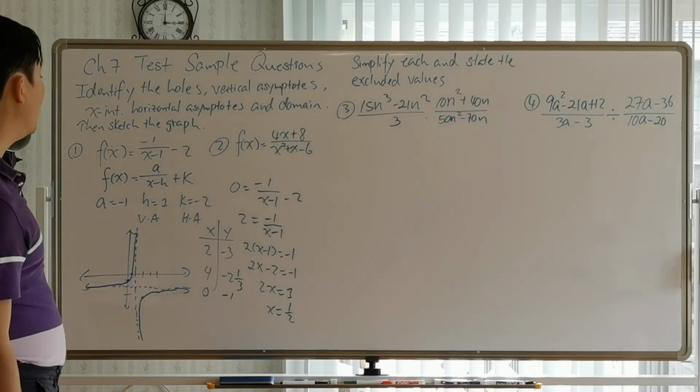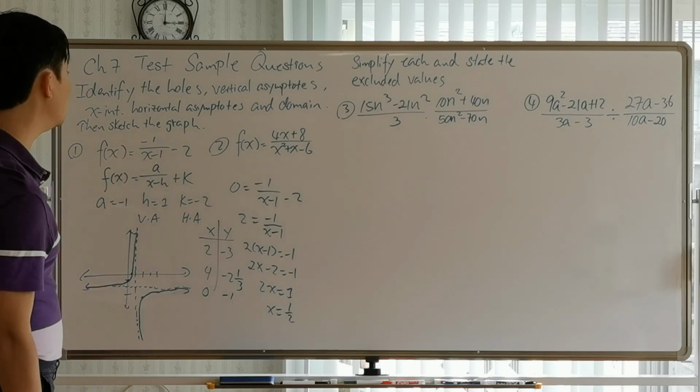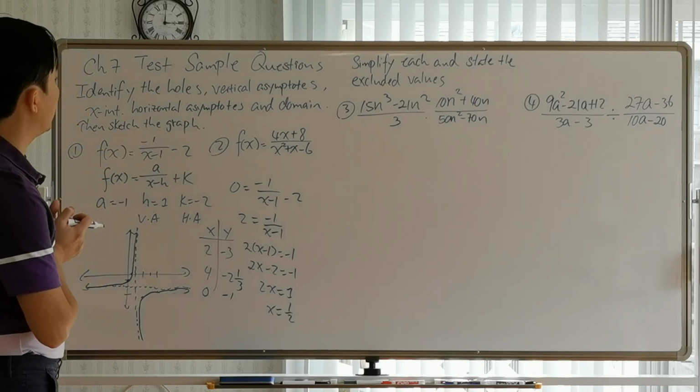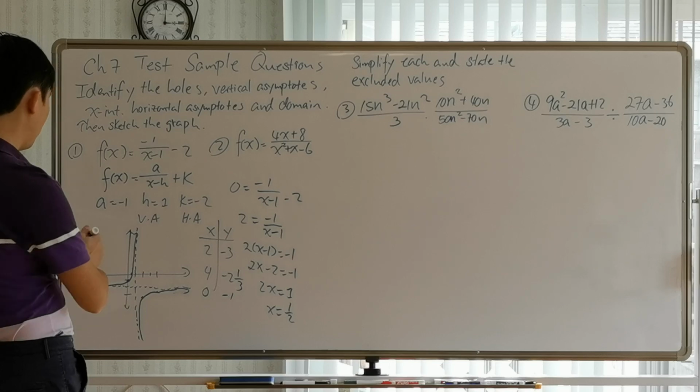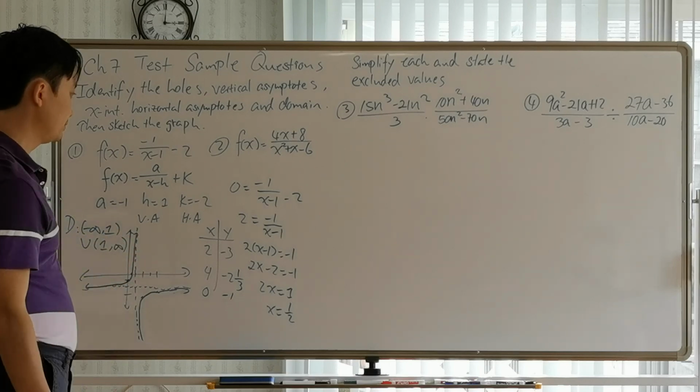Okay, so there's no hole here, so there's nothing you can cancel out top and bottom, so that means there's no hole. And let's see what else. What about the domain? The domain for this curve is negative infinity all the way to 1, union 1 to infinity.